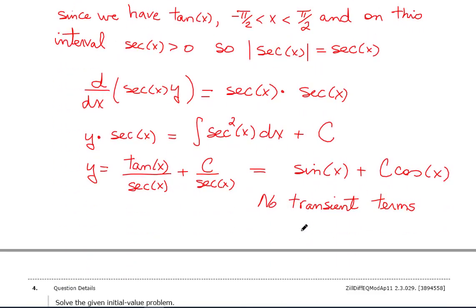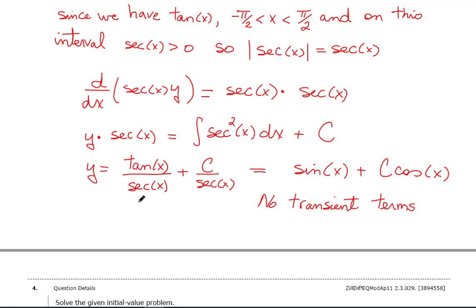So therefore, the left-hand side, here's my integrating factor, is writable as this derivative of a product. On the right-hand side, I get secant squared. All right, well, what is the integral of secant squared? Well, the integral of secant squared is tangent. So I've got tangent plus this c.